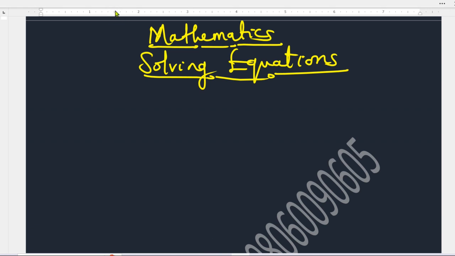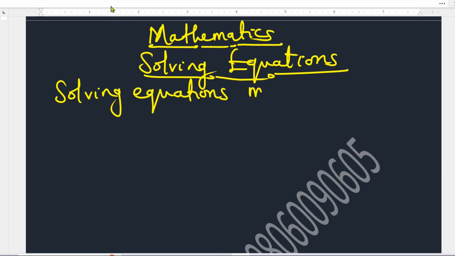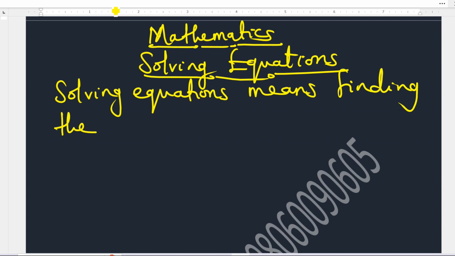Solving equations means finding the value of the unknown. That's the meaning. Pay attention. Solving equations means finding the unknown value. That's the meaning of solving equations. Now, solving equations is under algebra, so we do this under algebra.